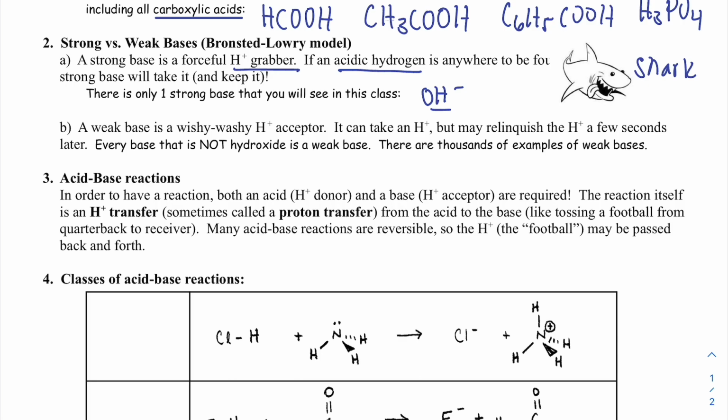Last but not least, a weak base. A weak base is a wishy-washy proton acceptor, much like a weak acid. It can take a proton, an H+, but it may give it back after a few seconds. Every base that is not hydroxide is a weak base. There are thousands of examples. Anything that has a nitrogen group, like ammonia, NH3, that's a weak base. Methylamine, CH3NH2, that's a weak base, and many others.